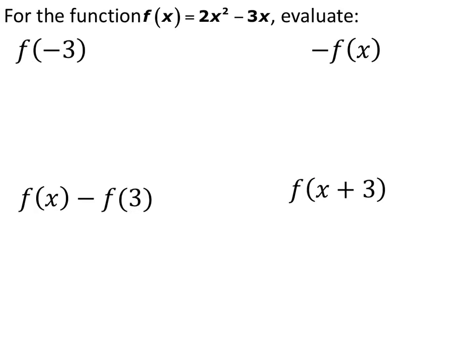So whenever you have something inside your function notation, so f of -3, that means you're going to replace every x in the original function with a -3. So go ahead and pause the video and evaluate f of -3.